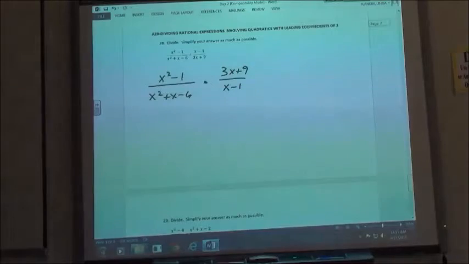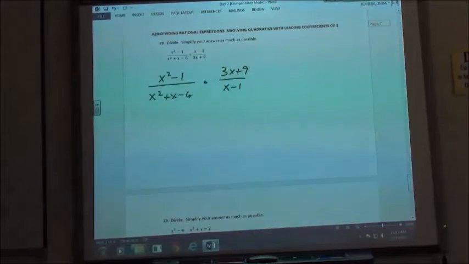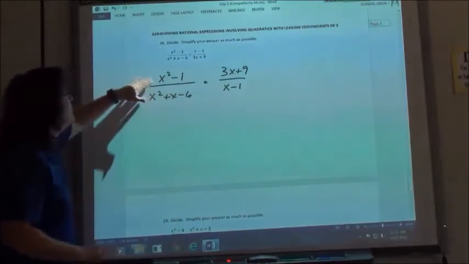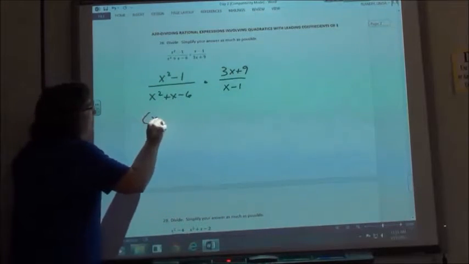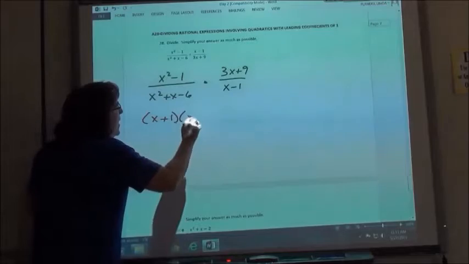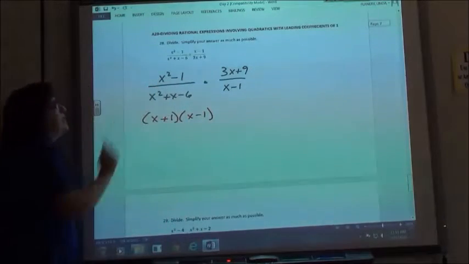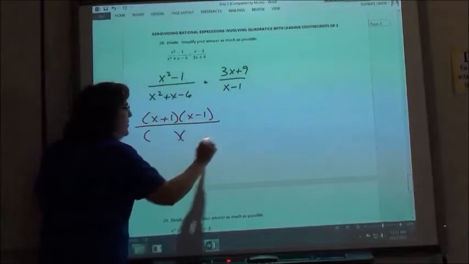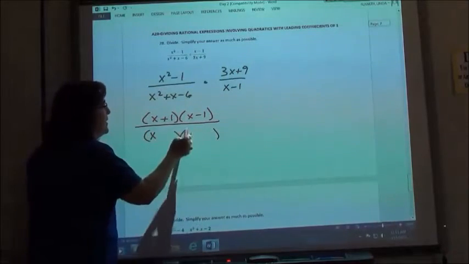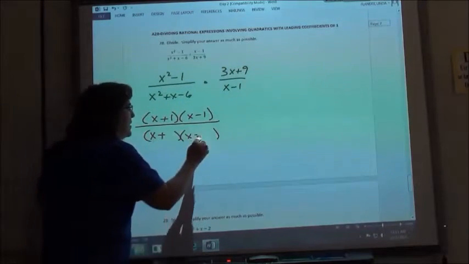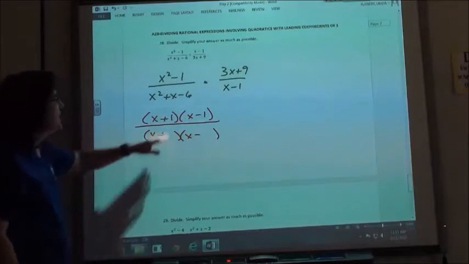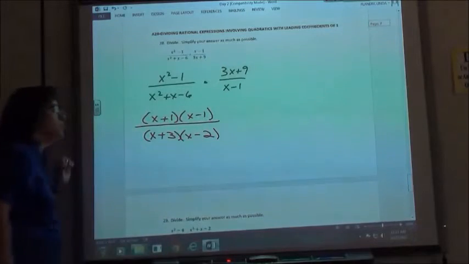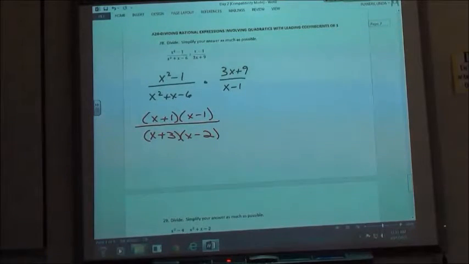Again, when we're multiplying fractions, we can cancel out the common factors, which tells me I want to factor this out first. So factoring the top of that, I'm going to have x plus 1 and x minus 1 because I can see that's the difference of perfect squares. On the bottom, I'm going to factor that. X and x, since the end is a negative, a plus and a minus. Factors of 6, I want a positive 1, so I need a plus 3 and a minus 2. 3 minus 2 is plus 1.